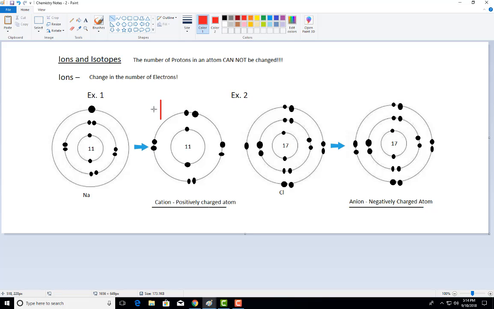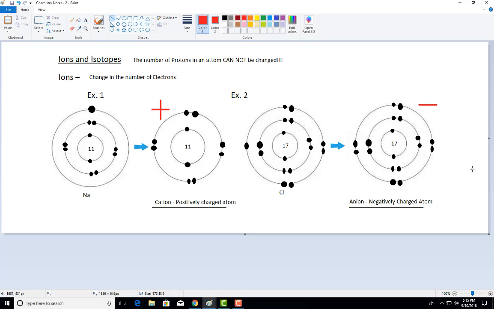You've probably seen magnets before, right? A positive and negative side. Well, this would be like the positive side of a magnet. Over here, this one's got a negative charge, so it's like the negative side of a magnet. What happens when you put a positive magnet next to a negative magnet? They stick together. So guess what happens when you put sodium ions, cations, next to chlorine anions? They stick together in such a way that they actually form a bond.